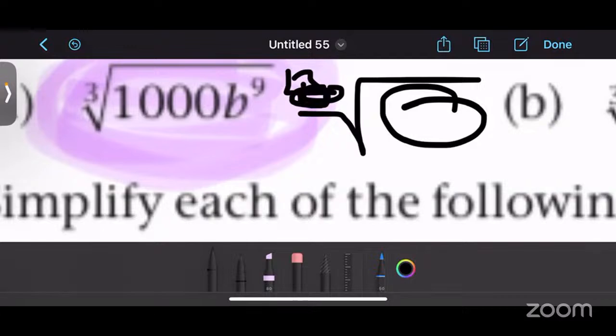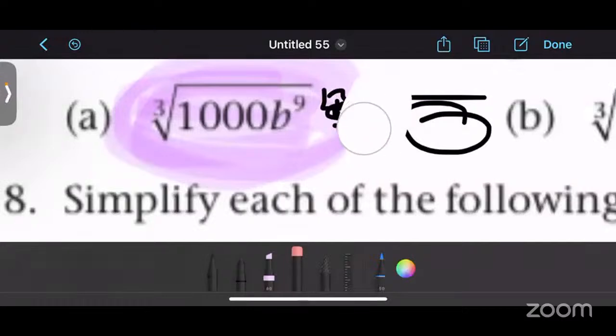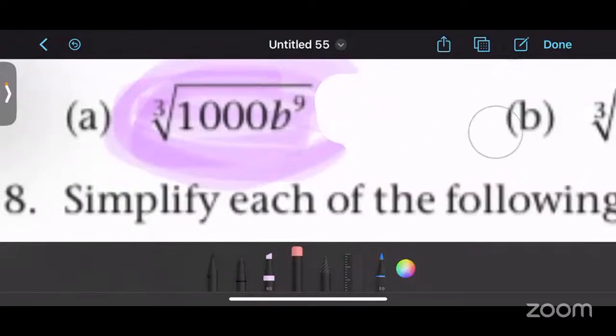So because it's three, we call it cube root. So cube root of what? Cube root of 1000 b to the power of 9. So basically that's how you call it. Everybody is happy with that? Yes, ma'am.